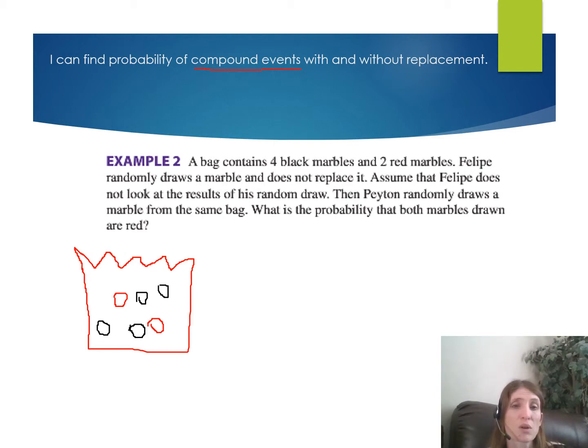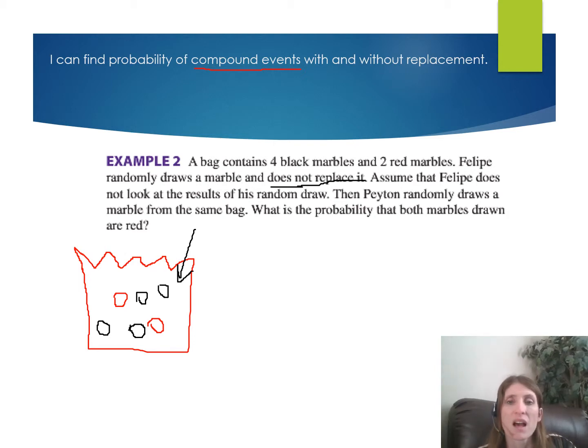Okay, Felipe randomly draws a marble and does not replace it. Okay, there's the key: does not replace it. So that means he's going to take it out and he's going to leave it out. Assume that Felipe does not look at the results of his random draw. So he's going to reach his hand in there and pull out 1 marble, okay? Then Paint randomly draws a marble from the bag. What is the probability that both marbles drawn are red?